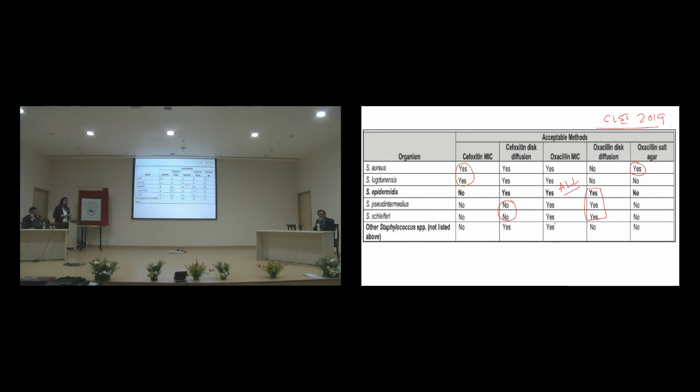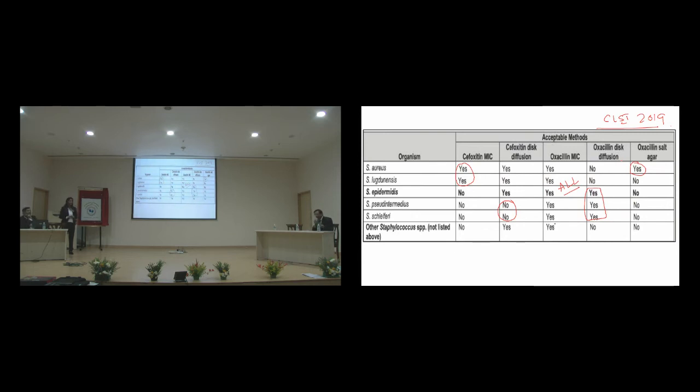I had one question. I'm curious. How many of you speciate coagulase negative Staph? I mean, we are talking at a level, but before that, let me know how many of you speciate coagulase negative Staph.